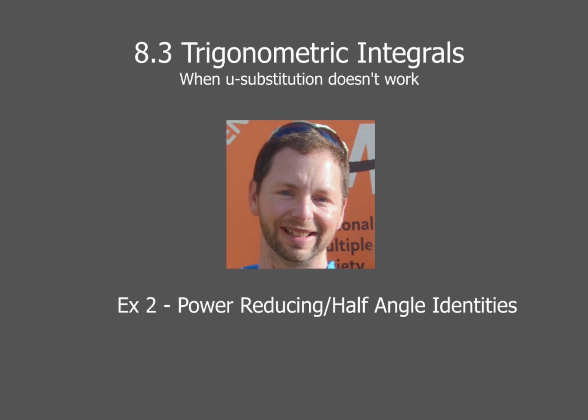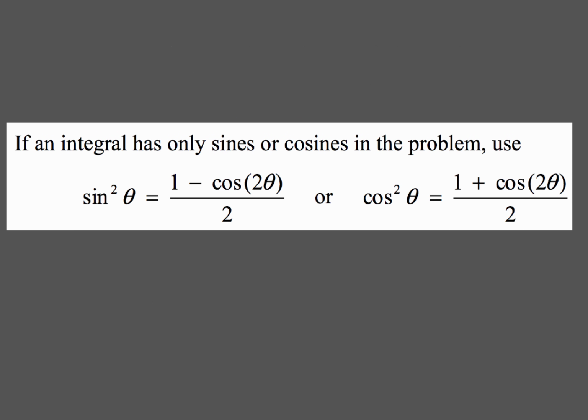In this example, we're going to take a look at power reducing and half angle identities, because everybody remembers those, right? Of course you do. In case you forgot, here they are. If an integral only has sines or cosines, so if there's only sine and cosine stuff in it, we're going to use one of these two formulas.